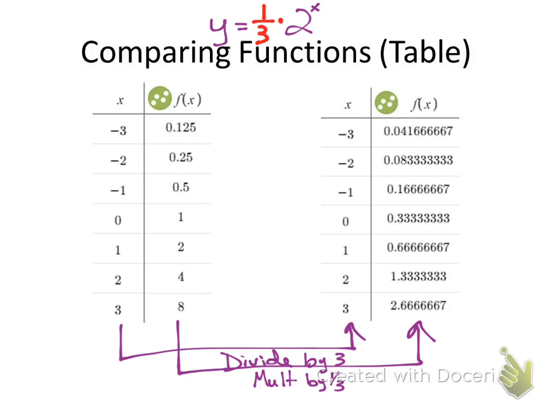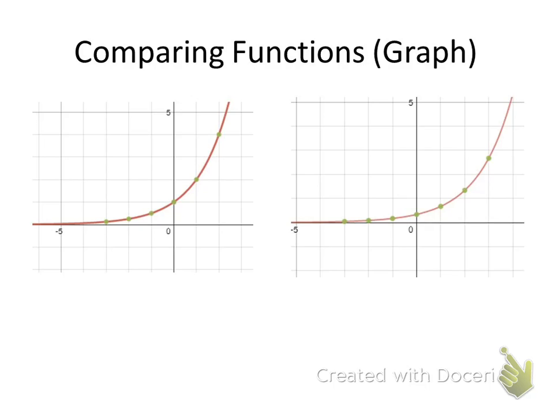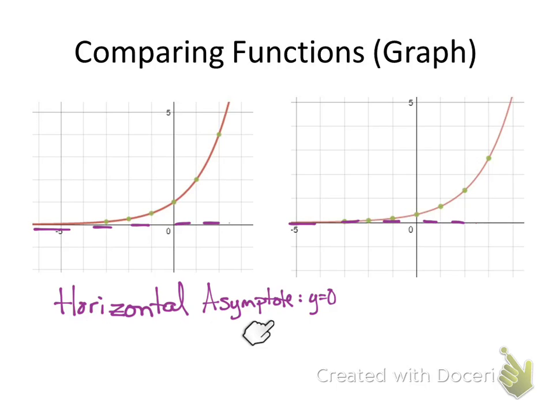And notice what happens to the graph. You see the comparison in the graphs. We've got to figure out what changes. The horizontal asymptote did not change because, well, what happened to the outputs? They're multiplied by 1/3. If you took 0 times 1/3, it stays 0. We also want to make a note of the y-intercept. Notice where the y-intercept is now. It's no longer at 1. It's now at 1/3. So those are the 2 key parts. The y-intercept changed to 1/3.